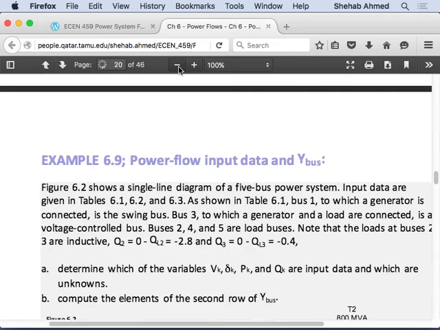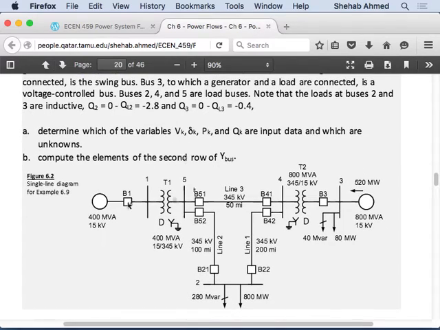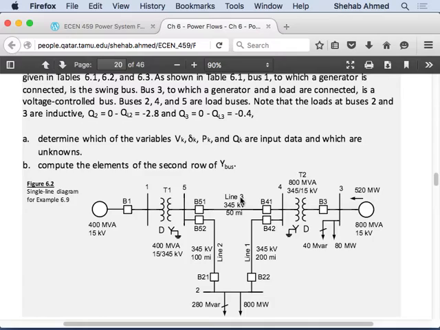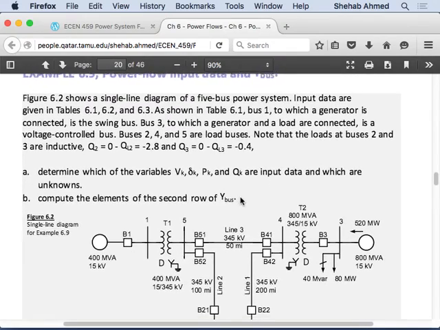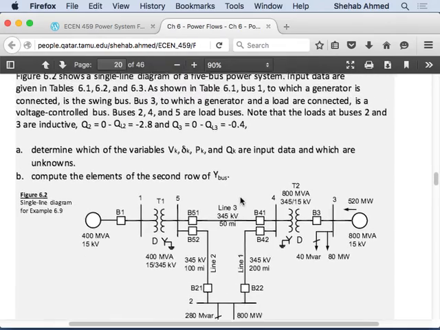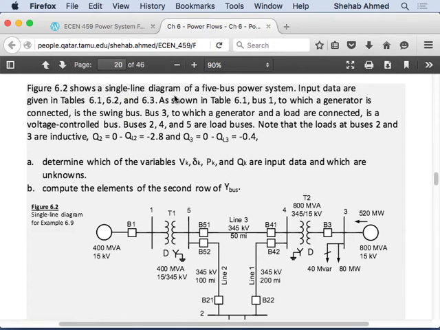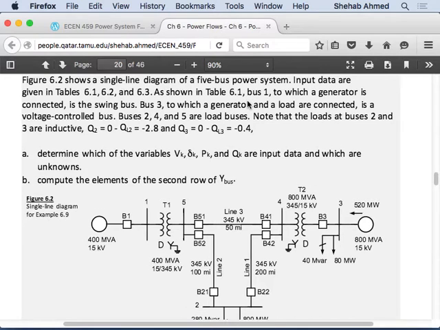Before going and solving a numerical method problem, let's apply what we've done on an example. So we have a 5-bus system here, and we want to go through and see what we've learned. They give you the input data, and they tell you that you have a 5-bus system and the input data are shown in the next tables. As shown in table 6.1, bus 1, to which a generator is connected, is a swing bus. They tell you, okay, bus 1, use that as your swing or slack bus.